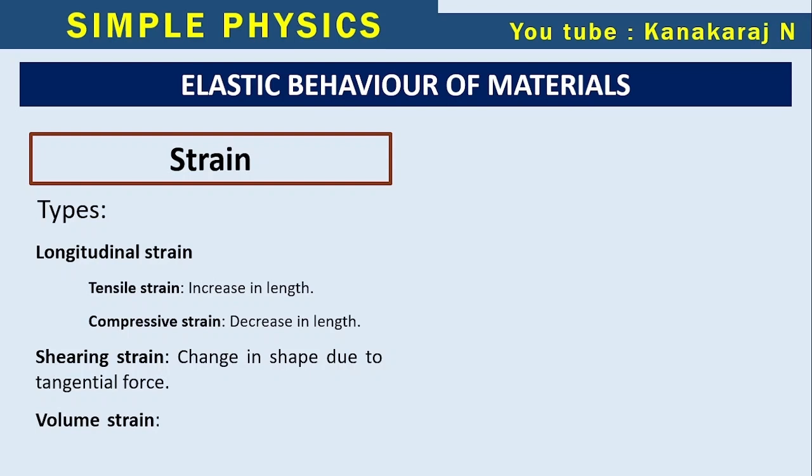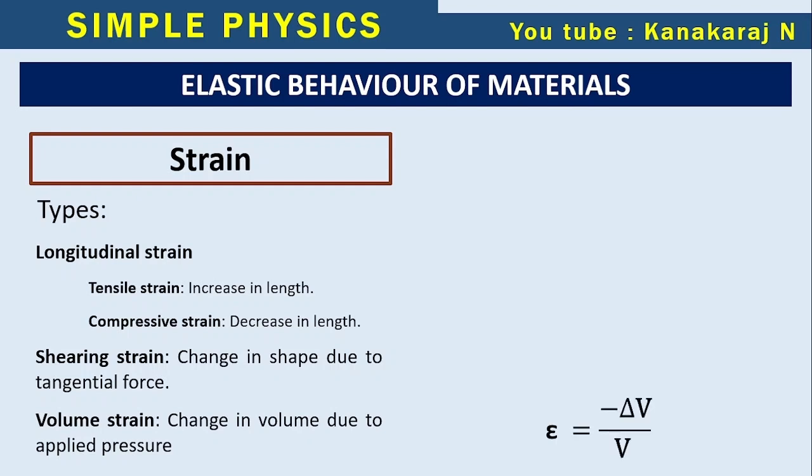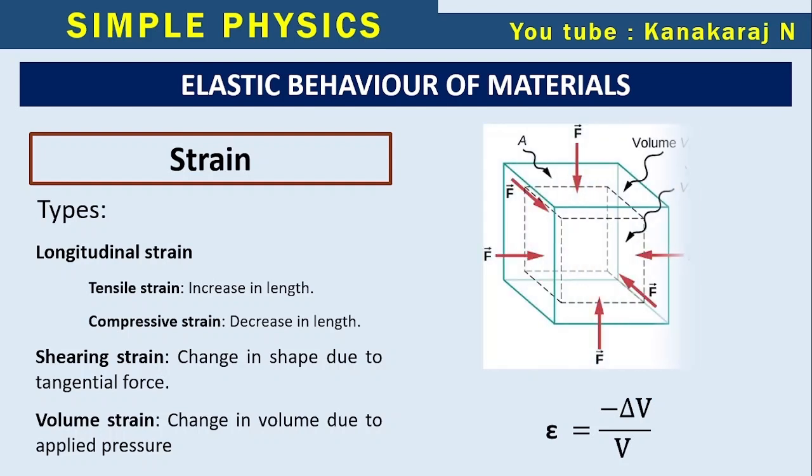Volume strain. Change in volume due to applied pressure. Epsilon equals minus del V by V, as the volume decreases. The same diagram that we saw earlier comes again.